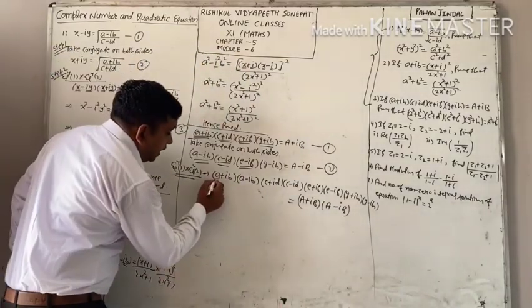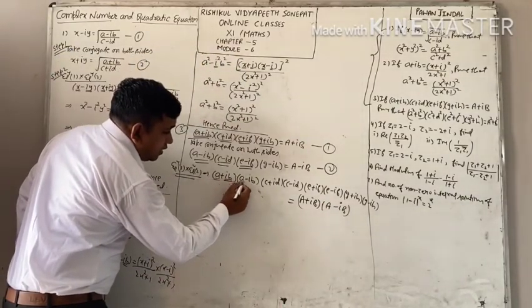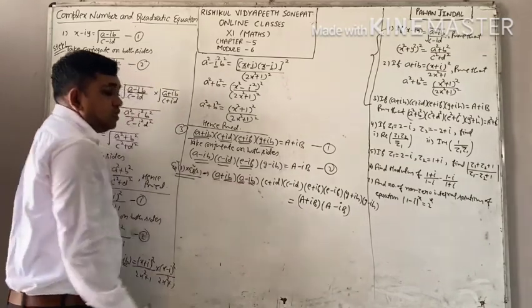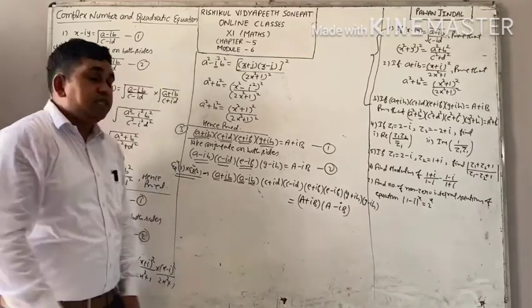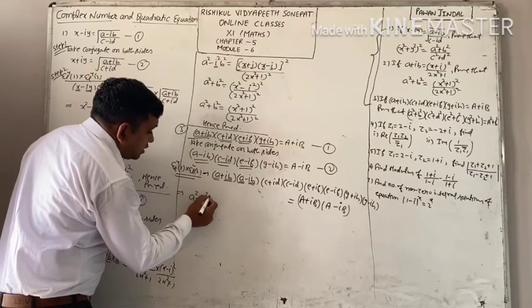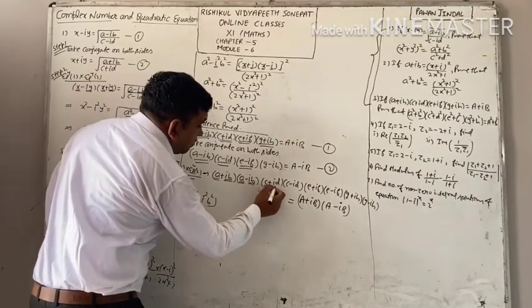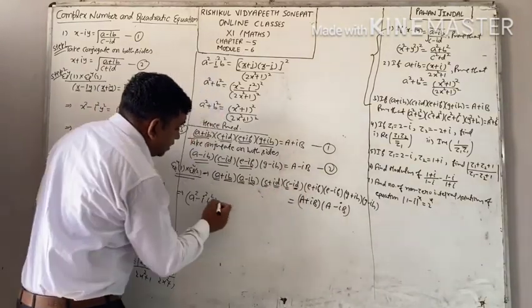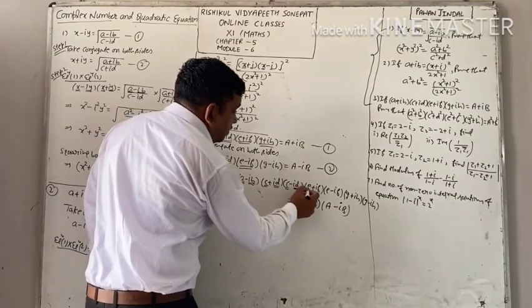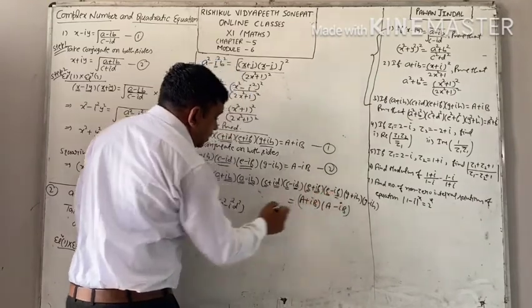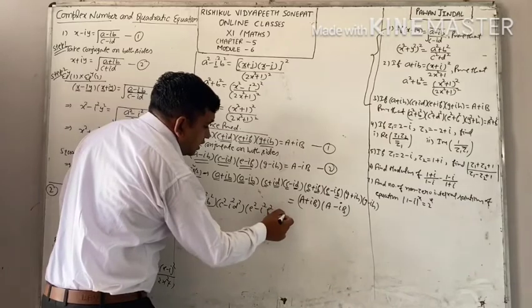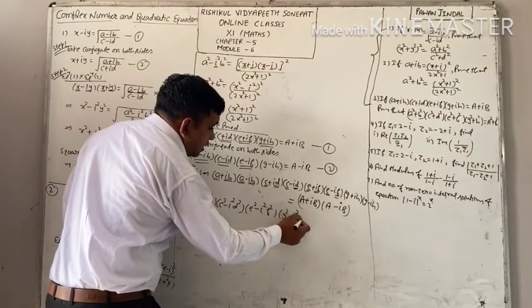Now let it be a, this complete is b. Apply the formula (a + b)(a − b), this is a square minus b square. You will get a square minus i square b square. Similarly here apply the formula (a + b)(a − b). You will get c square minus i square d square. Here also apply the formula (a + b)(a − b). You will get e square minus i square f square, and in the last also you will get g square minus i square h square.